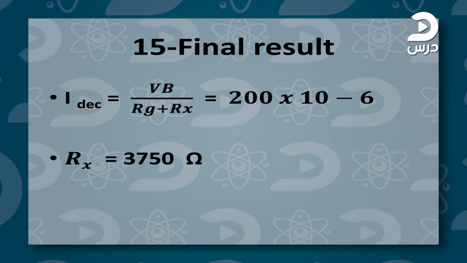The final result: the I decrease equals VB over (RG plus RX), which equals 200 multiplied by 10⁻⁶. Here, because it decreases to half, after cross multiplication RX equals 3750 ohm.